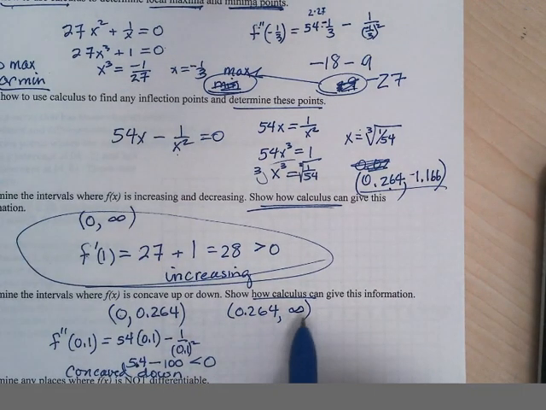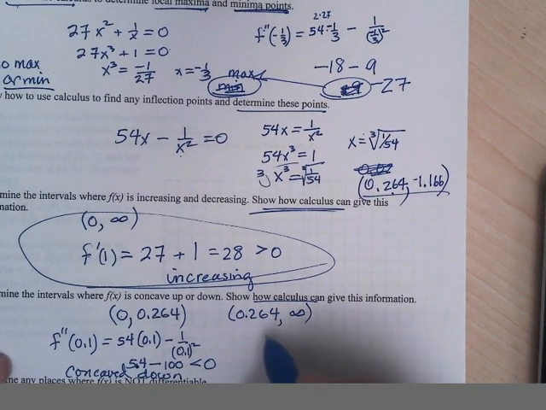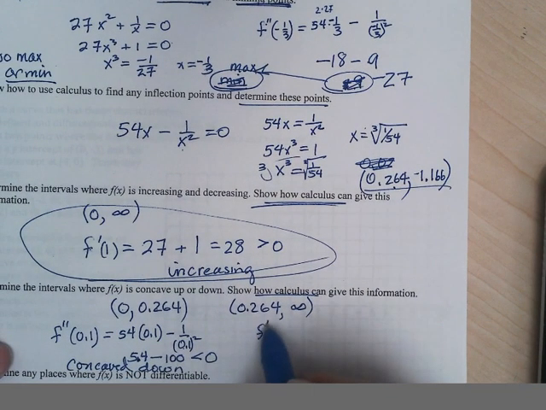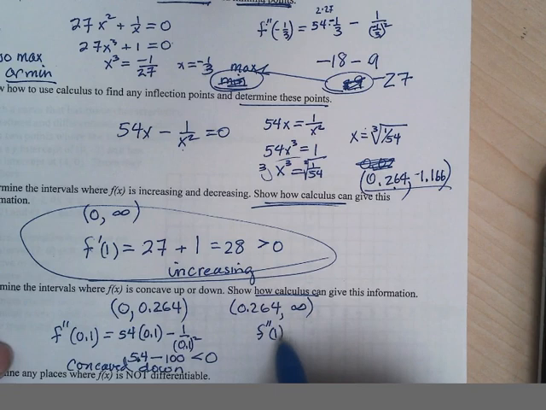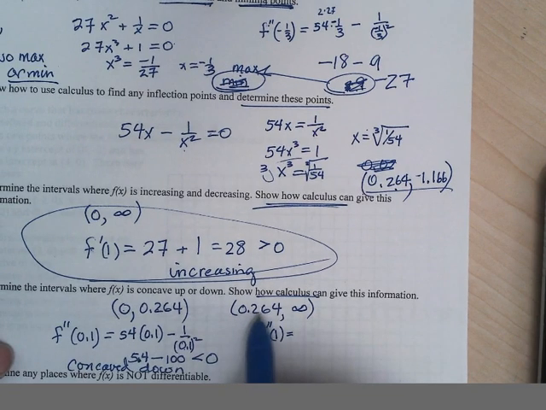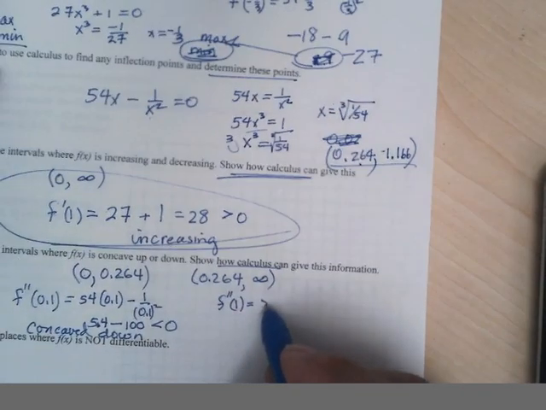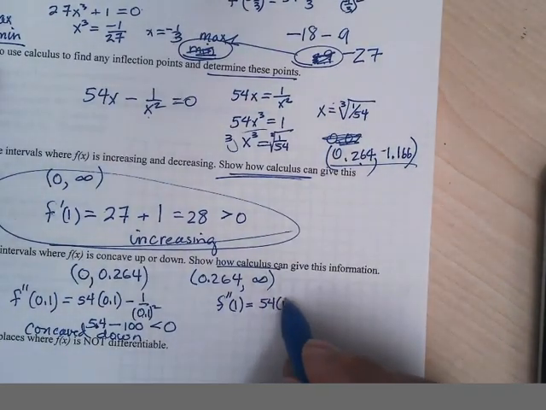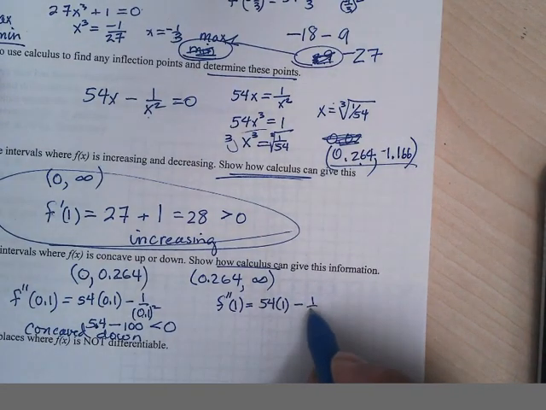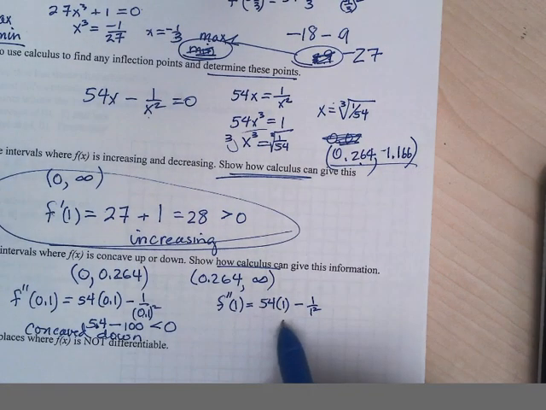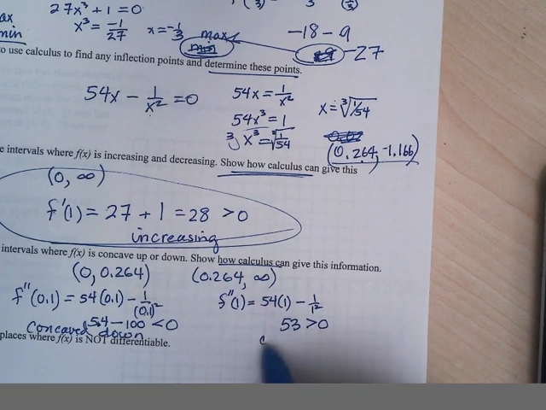Now here we got to put anything bigger than 0.2, so we're going to put in 1, f double prime of 1. At least I'm going to. You can do anything bigger than this, like 0.3, 0.4, 0.5. I just think 1 would be easy. Putting it again in here, I'm going to get 54 times 1 minus 1 over 1 squared, which is 53, which is greater than 0, so it's concave up.